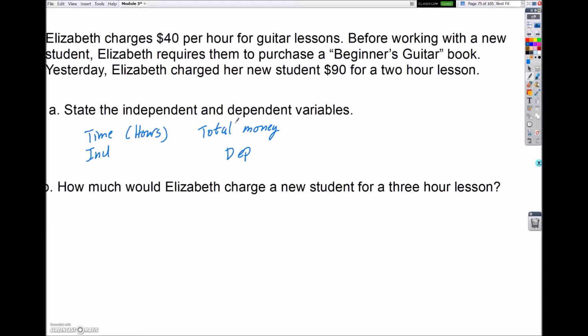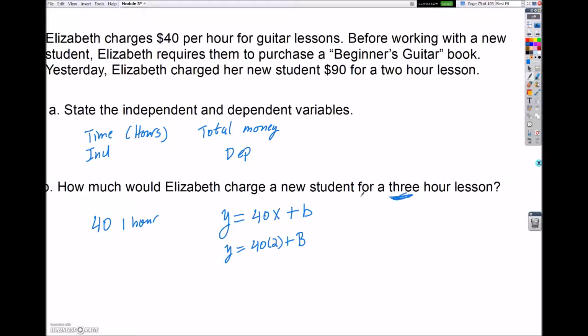So how much would Elizabeth charge a new student for a 3-hour lesson? So let's go ahead and look at this. It says Elizabeth charged her new student $90 for 2 hours. Well, we know that it is $40 per 1 hour. So that's my rate of change. I need to figure out how much she charges for that starter kit. So if the equation is the total amount of money she earned is $40 per hour plus a mystery amount for the starter kit, we can figure this out. So it's y equals 40 times 2 plus b.